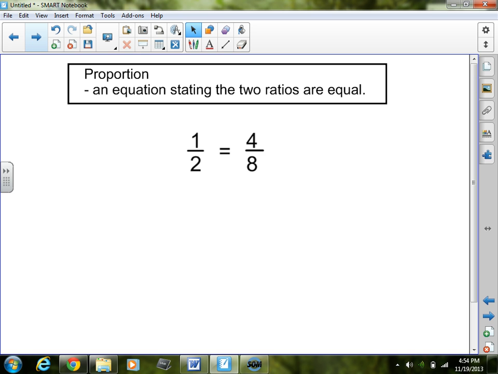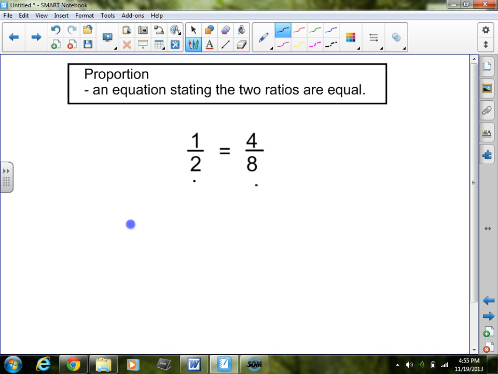Now the definition, this is in your book, by the way. I would encourage you to open your book to page 278 and look at that definition at the very bottom of the page. This is an equation stating that two ratios are equal. Now on the board you see an example of a proportion.